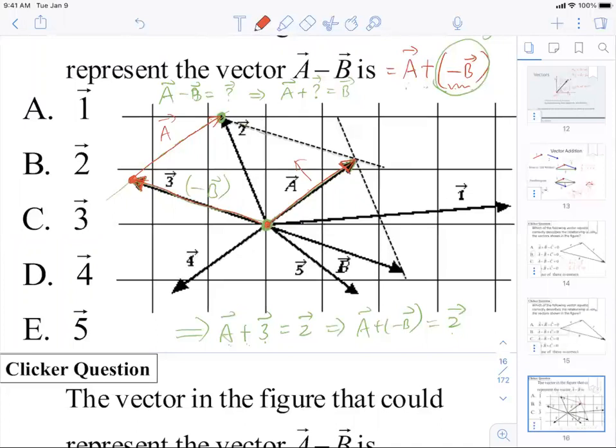I can complete A plus 3 by drawing another vector 2, and 2 is exactly 3 plus A, right? Okay, that's the head to tail method. In this case, the head of 3 overlaps with the tail of A, and gives me an overall vector that is 2, which is A plus 3. So because A plus 3 gives me 2, I know A minus B gives me 2.